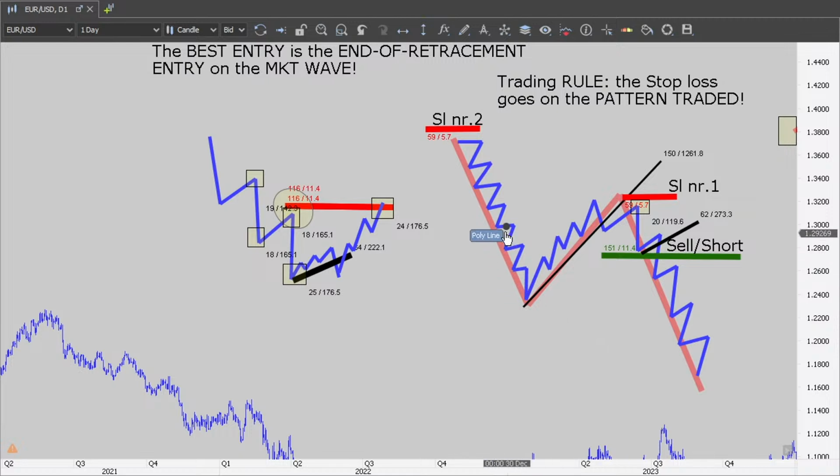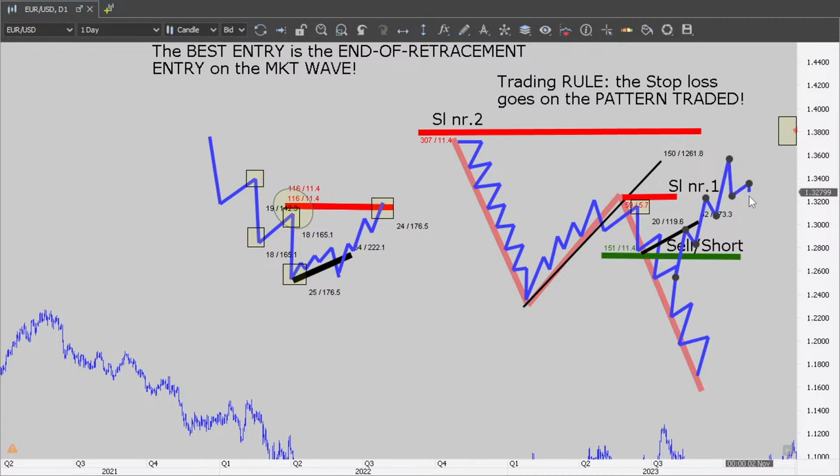But if I choose to trade, to short the market structure, also called the market wave, then the correct stop loss is the stop loss number 2. And yes, we've learned that in terms of safety, stop loss number 2 is safer, because the blue many times can do like this and can go into a deeper retracement.